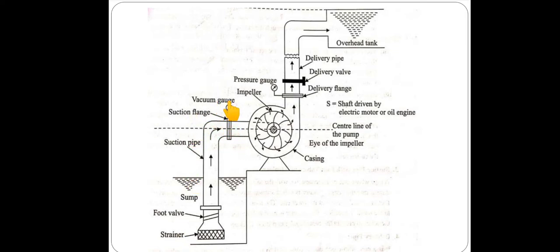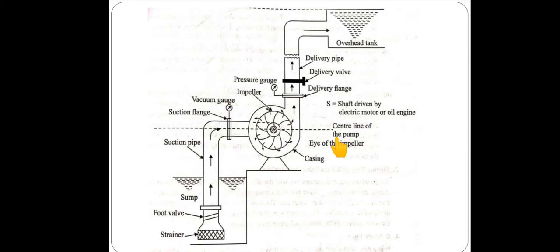This is the vacuum gauge and pressure gauge. This is the delivery valve, delivery flange, and the arched part is the shaft. This small circle that you can see, we call it the eye of the impeller. And this one is the overhead tank. So now let us discuss one by one.